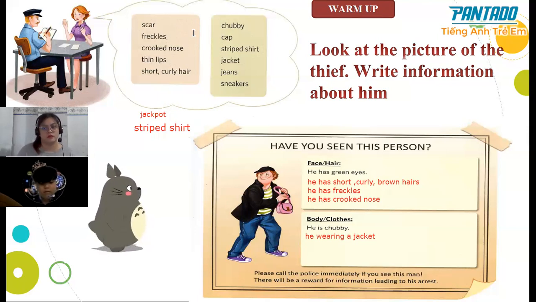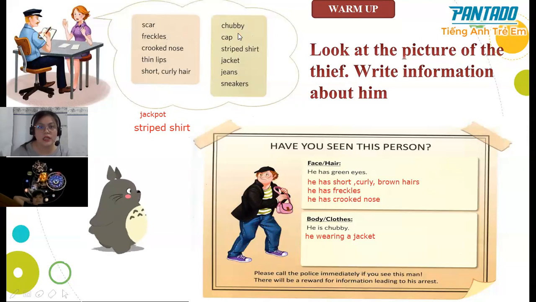He's wearing sneakers. What about the bottom part? What do we call this one? Jeans. You write that one. He's wearing jeans. Okay, what else? Jeans. And sneakers.